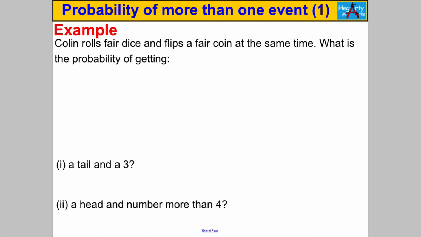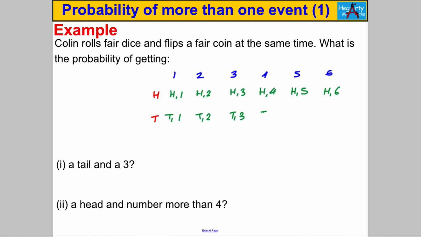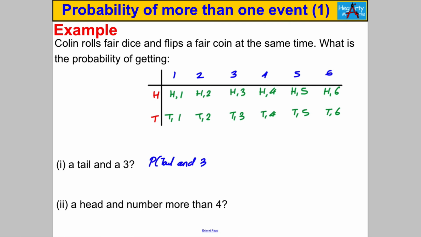Okay, same stuff here, but this time he rolls a fair dice and flips a fair coin at the same time. So you draw your sample space. And that's our sample space there, and it shows us that there are 12 equally likely outcomes. So the probability of a tail and a 3, we just look here, there's only one of those out of a possible 12, so it's simply a 12th.